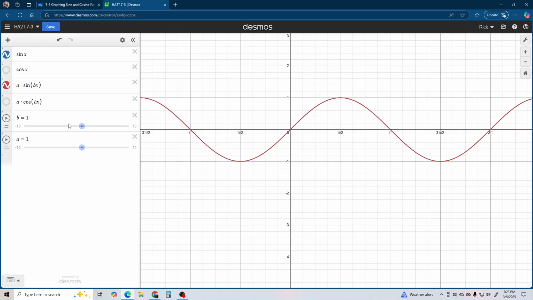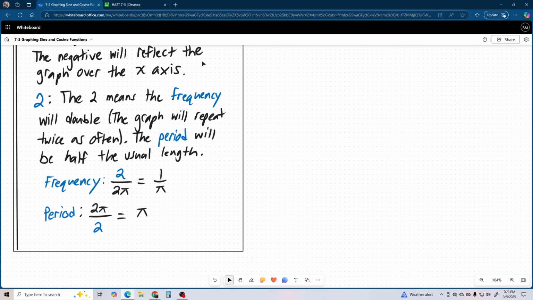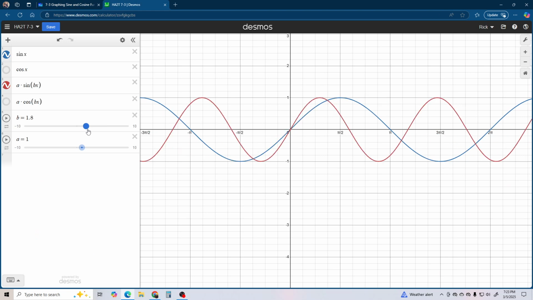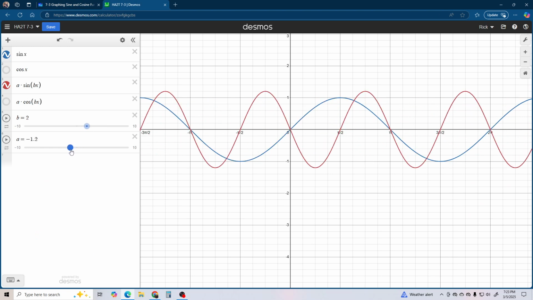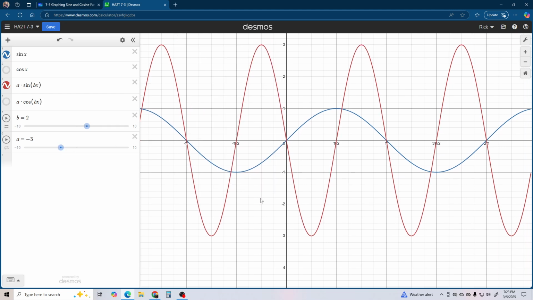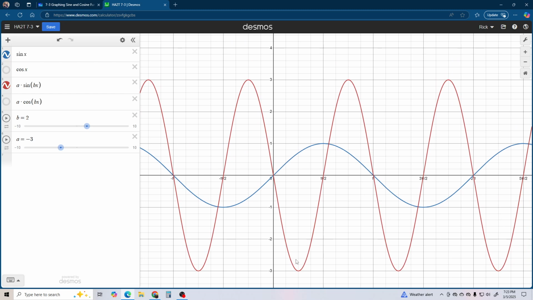So let's go ahead and do this. So it was -3 and 2. Yeah, let's do it. So -3 and 2. All right, and that's exactly what we said, right? Just look at this. So we start at 0, we go down to -3, up to +3, right? We reflected. You can see how this starts by going up and this starts by going down, right? So we actually reflected over the x-axis as well.